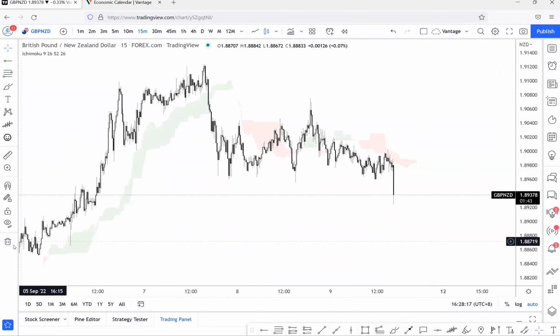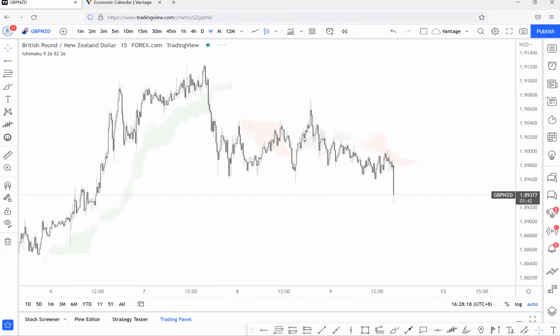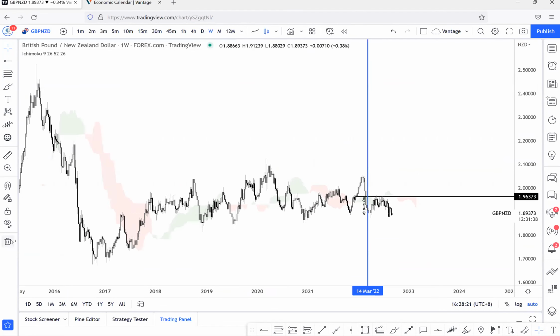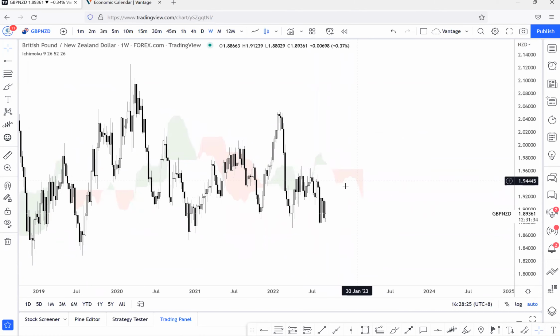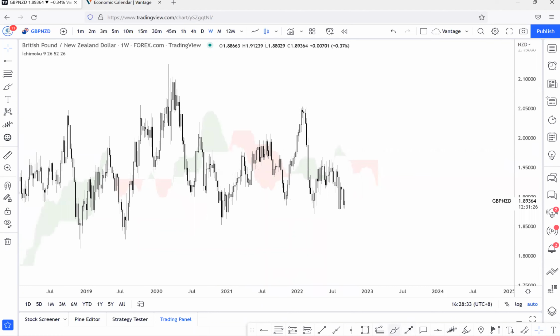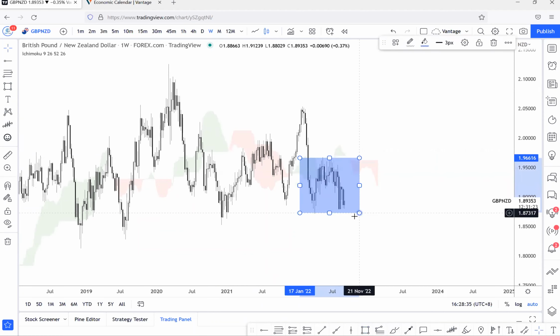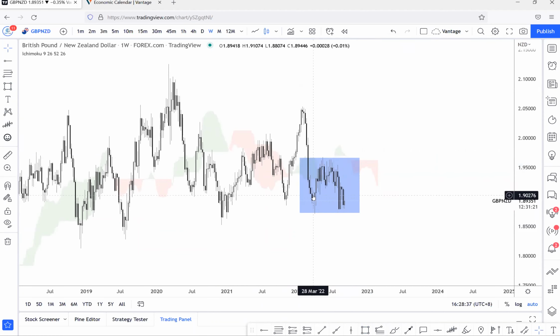Okay, so let's start from the higher time frame first. Let's start from the weekly and see what we have. So let me just remove all of this. Right, so on the weekly time frame on pound Kiwi, you can see that price is pretty much in a sideways trend. You don't have clear higher lows or higher highs being formed in terms of the structure here. So generally, I want to focus on this portion of the move here.